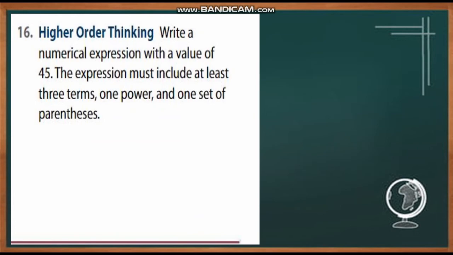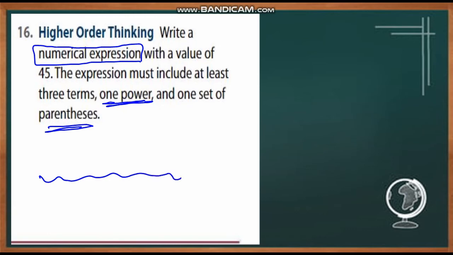Let's open page 28, exercise 16, higher order thinking. Write a numerical expression with a value of 45. The expression must include at least 3 terms, 1 power, and 1 set of parentheses. Before we solve this exercise, let's remember the meaning of numerical expression. It is an expression that has numbers without variables. So I need to put here an expression which equals 45.